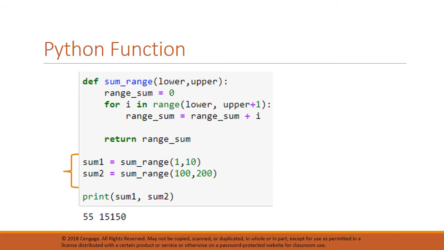Our function finds the sum of the integers between 100 and 200, returns that sum, and we assign that sum to the variable sum2. When we print out sum1 and sum2, we see that the sum of the integers between 1 and 10 is 55. The sum of the integers between 100 and 200 is 15,150.